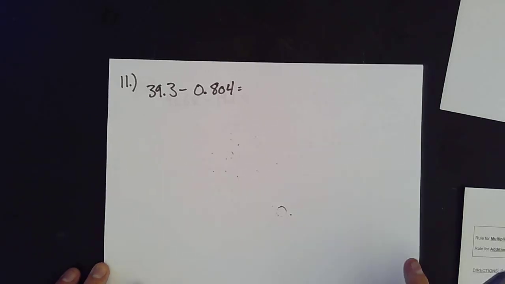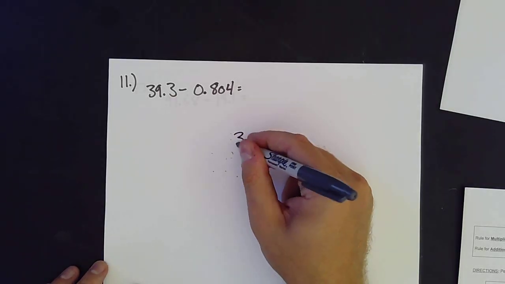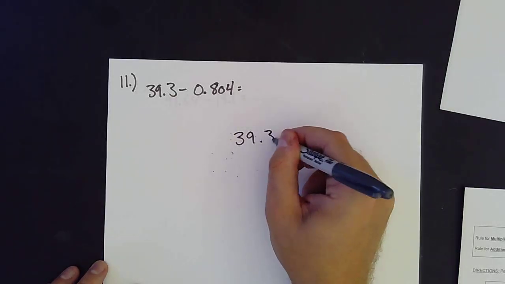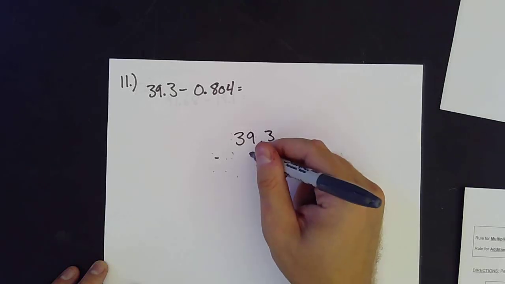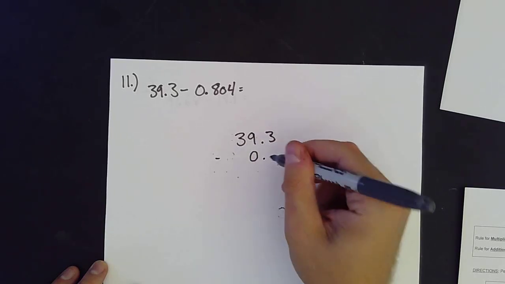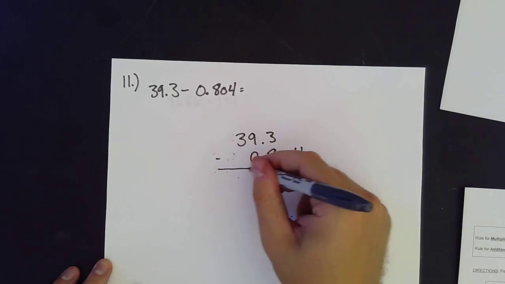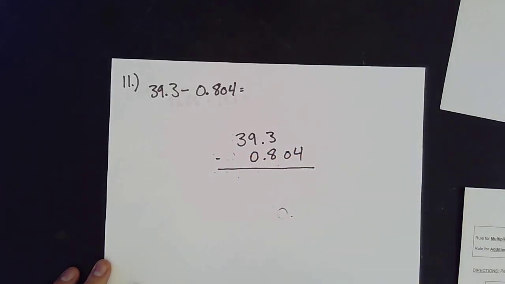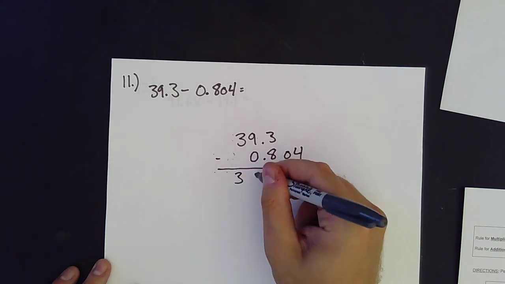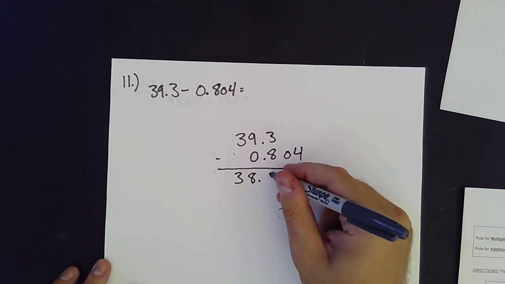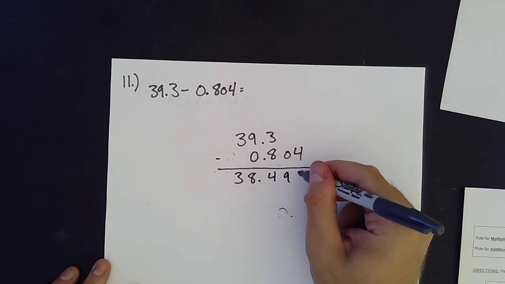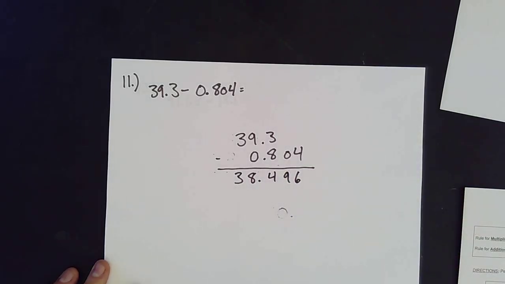We have 39.3 minus 0.804. So I have 39.3, and I'm going to subtract. I have to line up all those decimal places. And this is 804. And again, we're going to do the same thing. So if I were to put this into my calculator and do it out, it ends up being 38.496. I did the math out ahead of time.